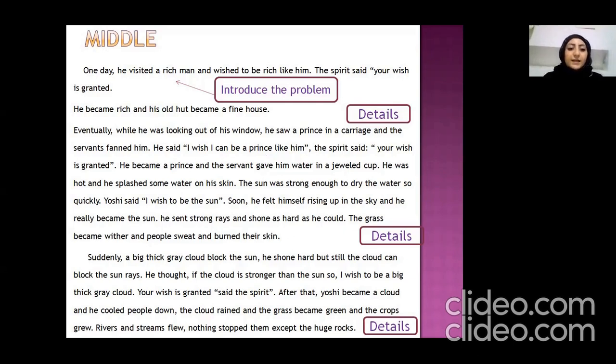Yoshi said, I wish to be the sun. Soon he felt himself rising up in the sky, and he really became the sun. He sent strong rays and shone as hard as he could. The grass became withered, and people sweat and burned their skin. So this is detail number one. It includes lots of past verbs, lots of action words, and lots of adjectives.